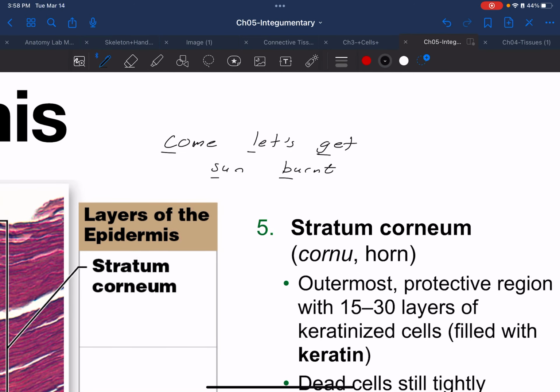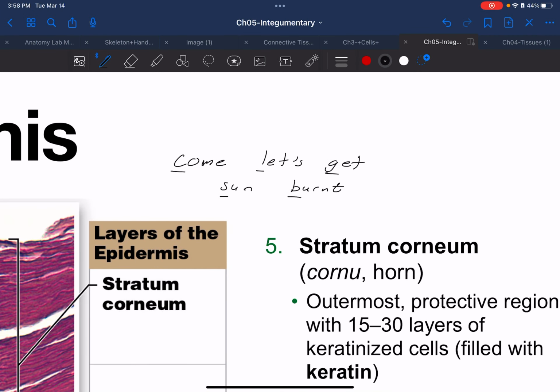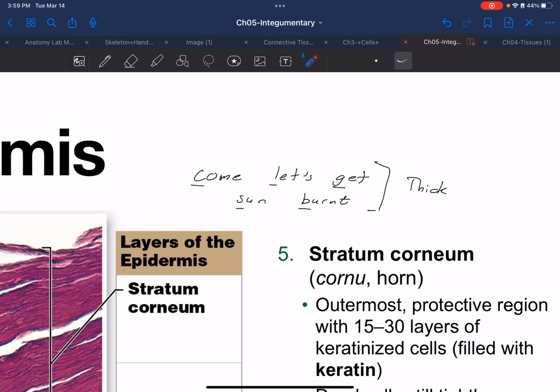But if you're thin skin, what's the acronym? What does it change to? Yes, come get sunburned. Okay, there's a difference. So "let's" only exists in thick skin. Only in thick. And you remove "let's," or lucidum, for thin skin.